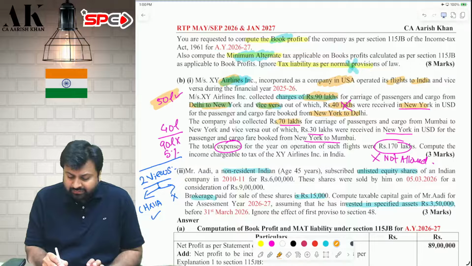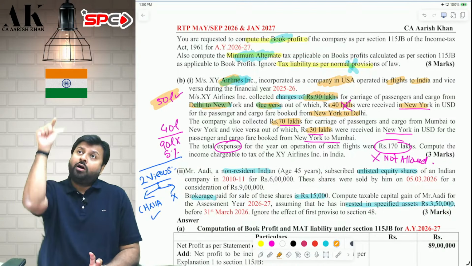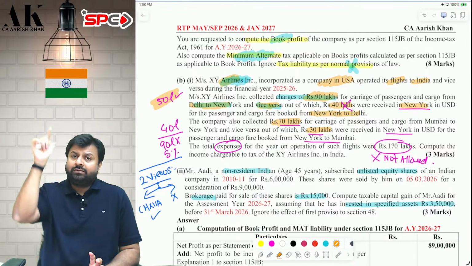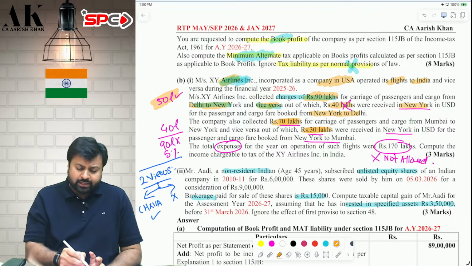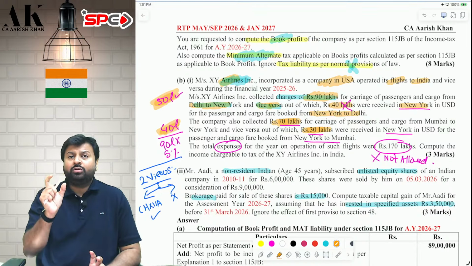Similarly, out of this 70 lakhs, 30 lakh is same only. It is received in New York from flight flown from New York. The flight is also leaving New York, received also in New York. Therefore, out of 70 lakh, 30 lakh is accrued outside India, received outside India. Therefore, only 40 lakh will be taxable in India. So, 50 plus 40, total revenue is 90 lakhs.